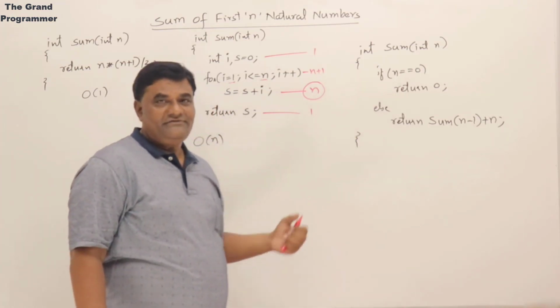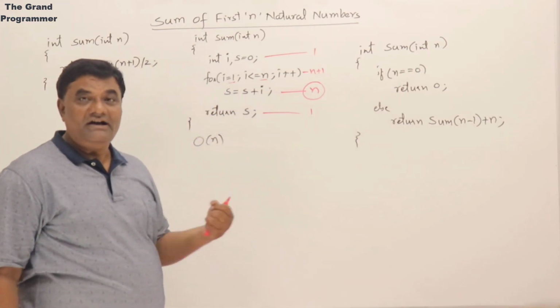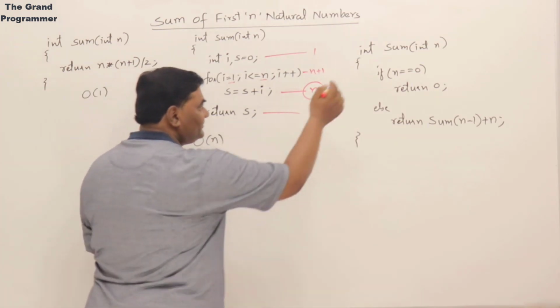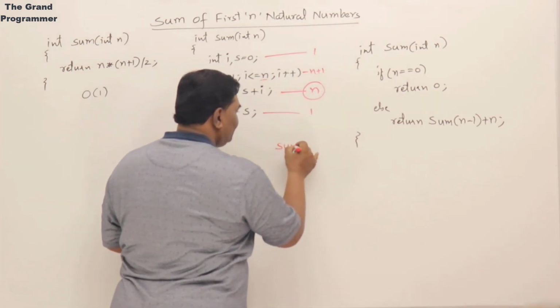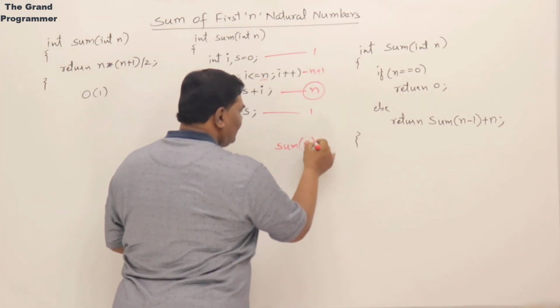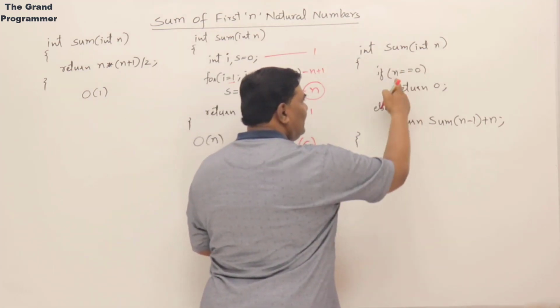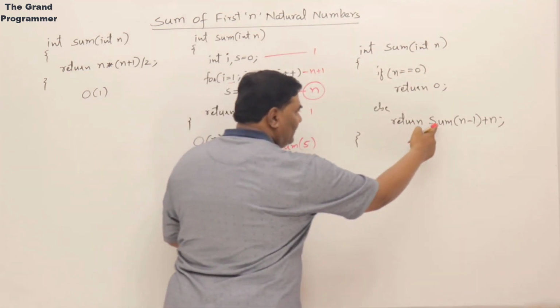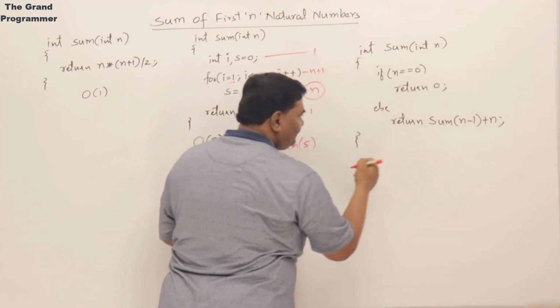So let me trace this function and show you for the value 5. If I call this function sum for value 5, then what will it do? Since 5 is not 0, it will call sum of n minus 1 plus n.